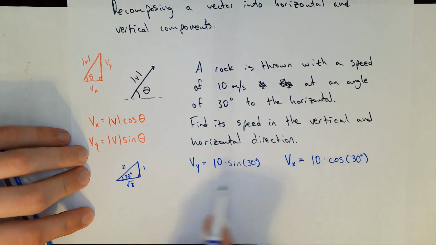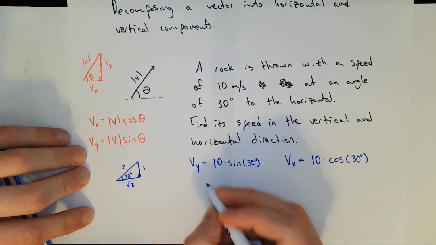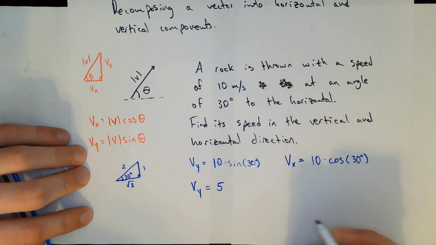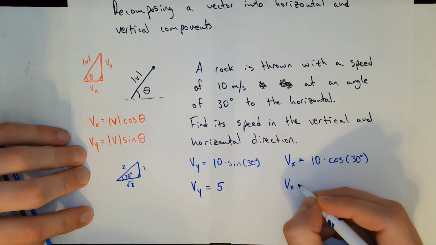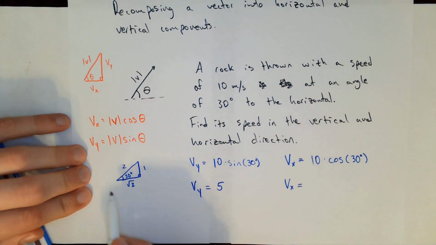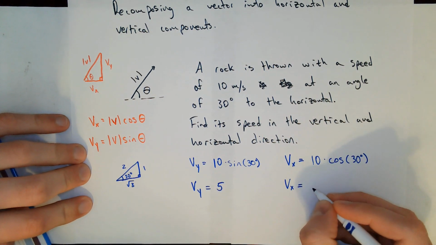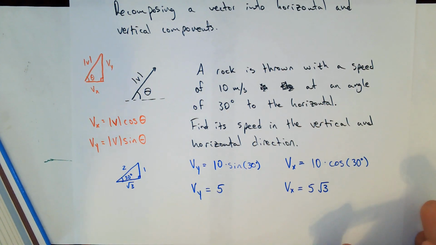So sine of 30 degrees is just going to be 1/2, right? Opposite over hypotenuse. So v sub y is just going to be 10 times 1/2. In other words, 5. Okay, 5. And v sub x is going to be 10 times adjacent over hypotenuse, well, square root of 3 over 2. So that'll give me 5 square roots of 3 when everything is said and done there.